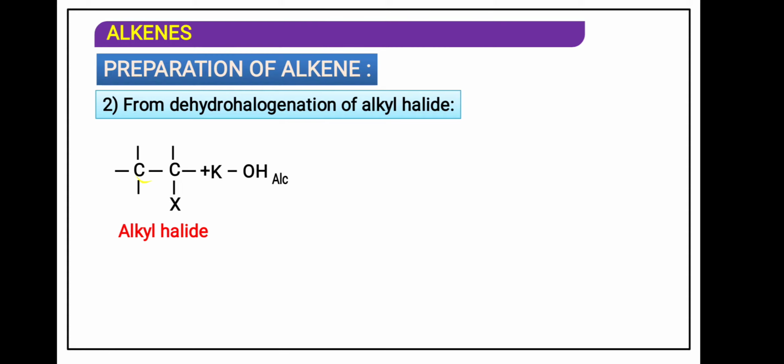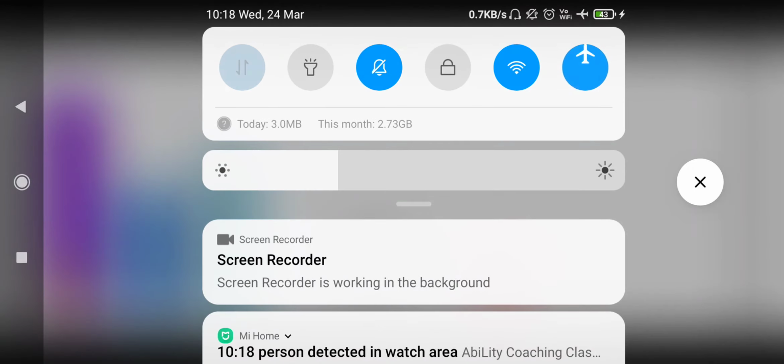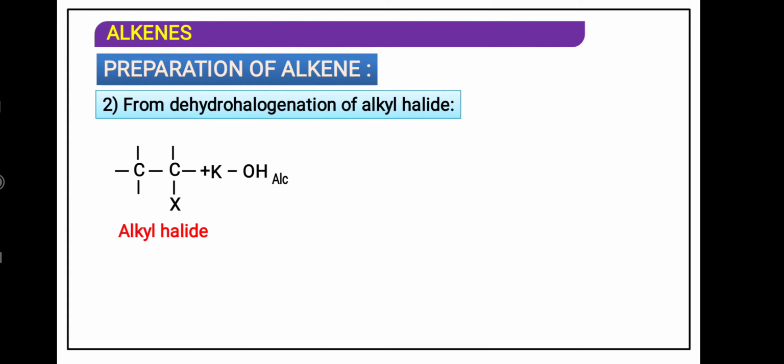Halogen and hydrogen both are removed, that is why it is called de. De means remove. Hydrogen and halogen are removed, that is why dehydrohalogenation.